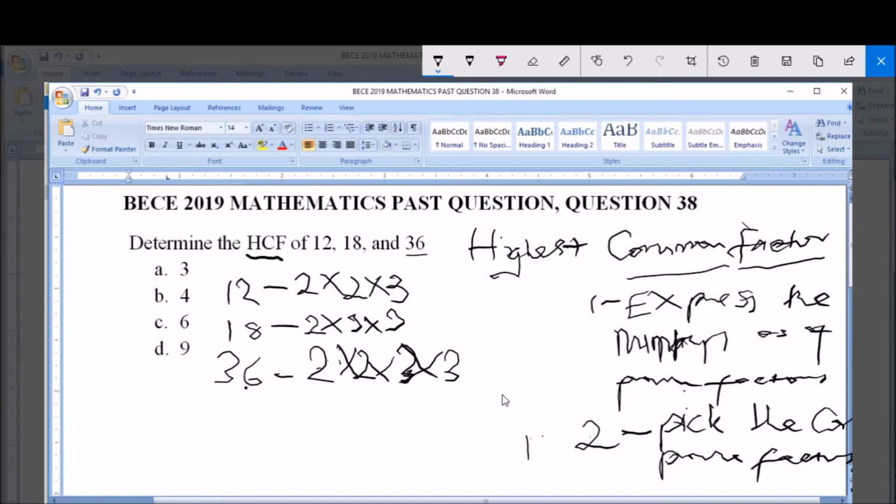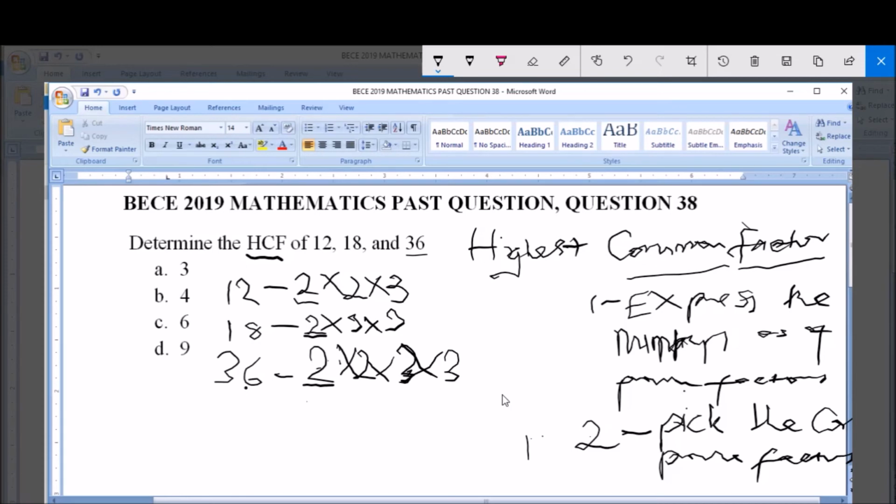Now the next step is that we have to pick the common prime factors. Out of these prime factors of 12, of 18, and 36, we have to pick the common ones. Now let's look out for the common prime factors. So we'll start with that of 12. Now you see 12 has 2 times 2 times 3. Now we can notice that 2 is common in 12. This 2 is also common in 18, and this 2 is common in 36.